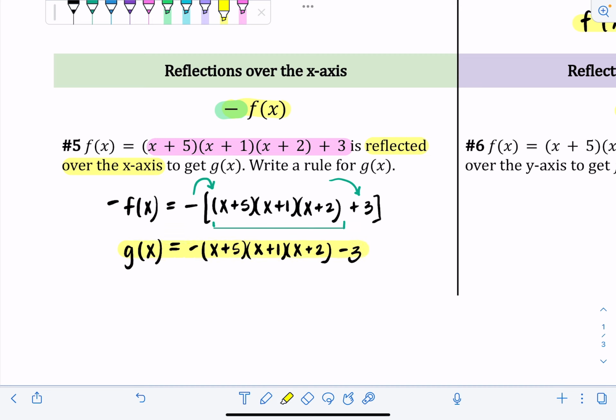And then if that plus 3 in the original problem wasn't there, it really would have been good enough to put a negative in the very front of the parentheses. You don't have to distribute it into the parentheses.